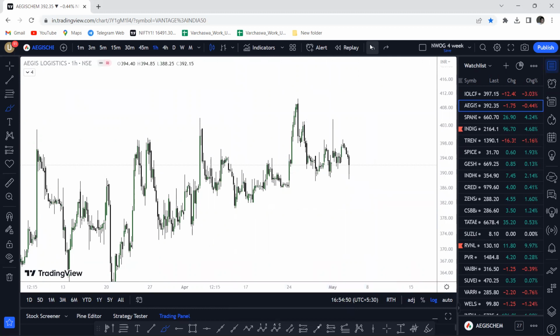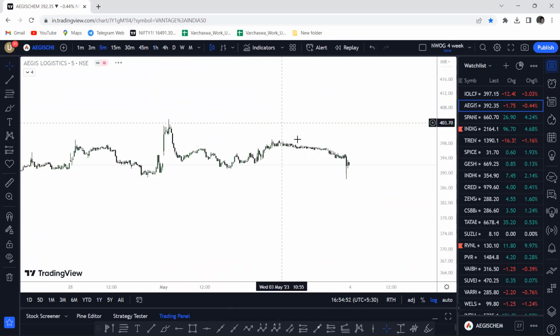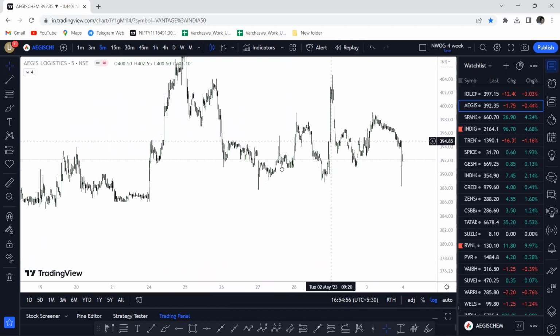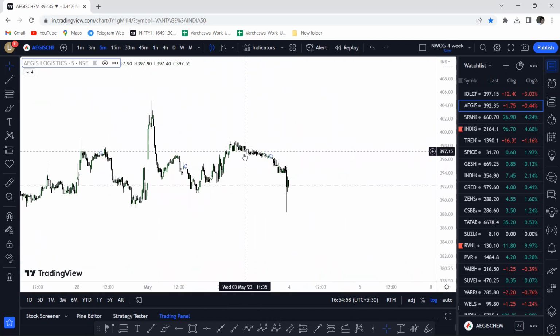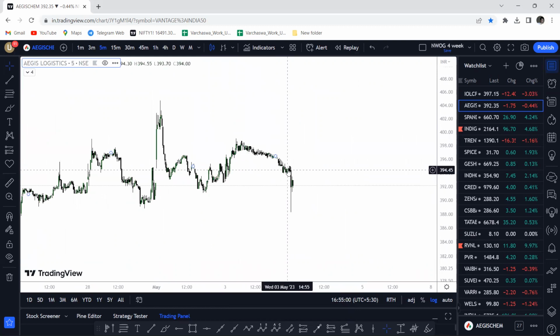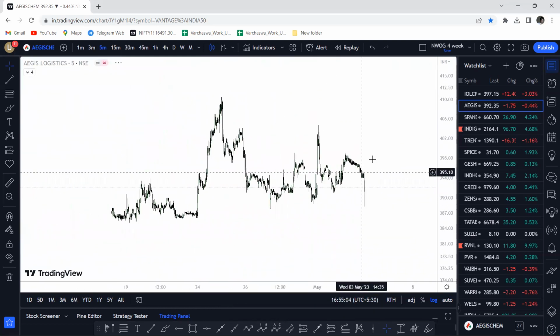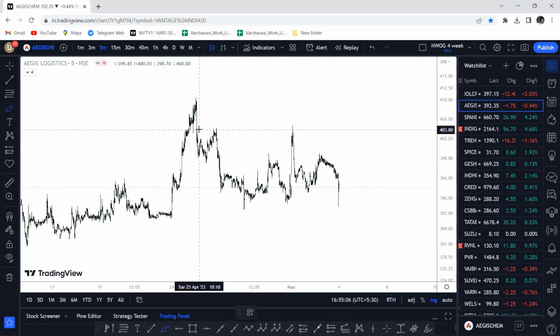But apart from this, if I go to the 5 minute time frame, this stock is still tradable. It has nice candlesticks, it's fine. It's not going to do any harm to you. But this is what you need to look for. So let's understand the structures here.